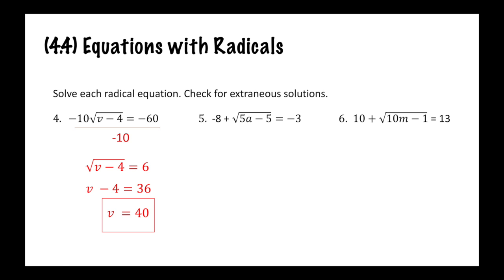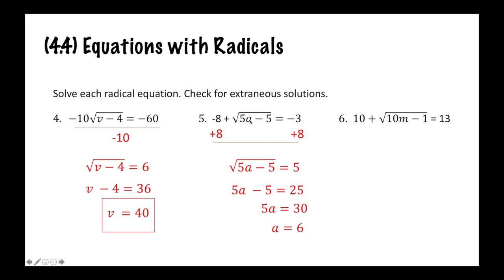For number 5, again, we're going to want to isolate or get the square root by itself, and we start by adding 8. I add 8 to each side. I end up getting the square root of 5a minus 5 is equal to 5. Now as I square both sides, I end up getting 5a minus 5 equals 25. From here, to get the a by itself, the first step is to add 5 to each side. I get 5a is equal to 30, and then from there, dividing both sides by 5 is going to give me a is equal to 6.